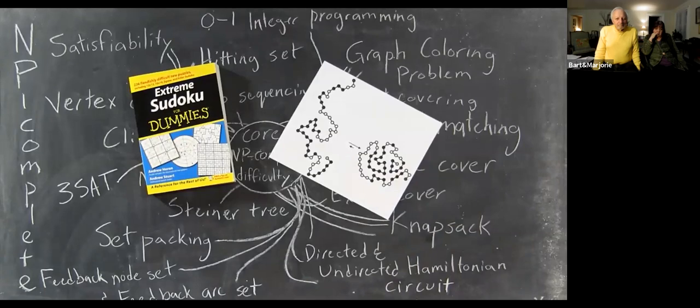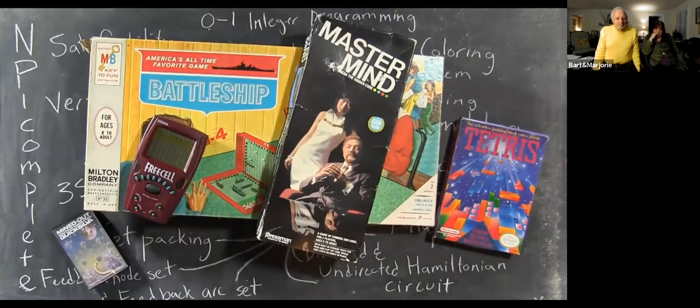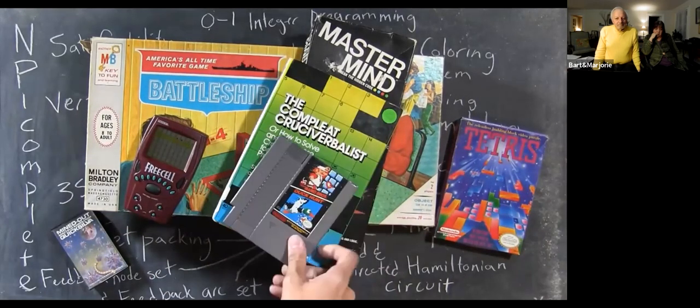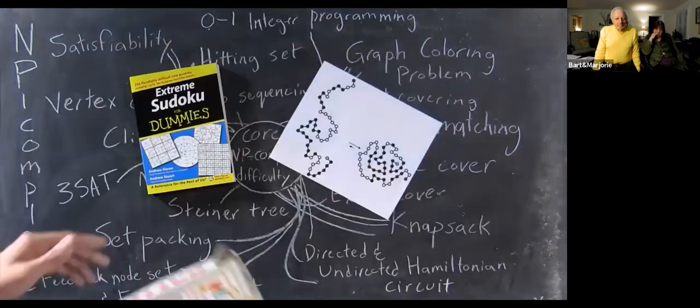and since that first batch in the 70s, we've added Sudoku and protein folding and problems underlying puzzles and games like Battleship, Free Cell, Mastermind, Tetris, Minesweeper, and making up crossword puzzles. Even classic video games like Super Mario Bros. and Metroid turn out to be connected to NP-complete level traversal problems.